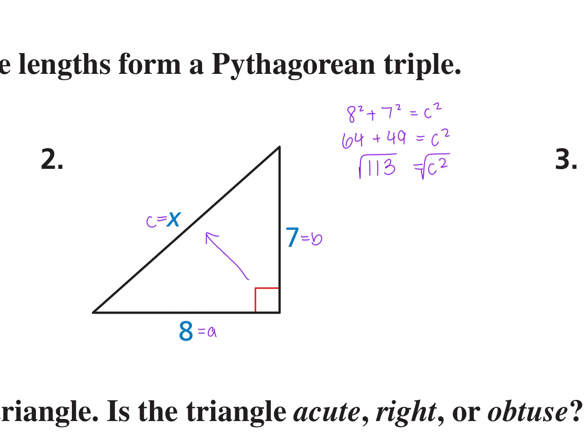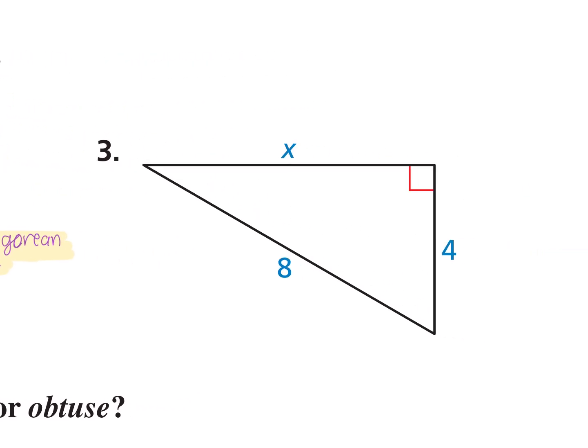Square root it. And I cannot simplify the square root of 113. So C is going to equal the square root of 113. Again, please do not change it to a decimal. It needs to be simplified as simple as possible, and this is it. So this is not a Pythagorean triple, because it would be a decimal. Okay, so this is no. So I solved for my X, and then I answered if it was.